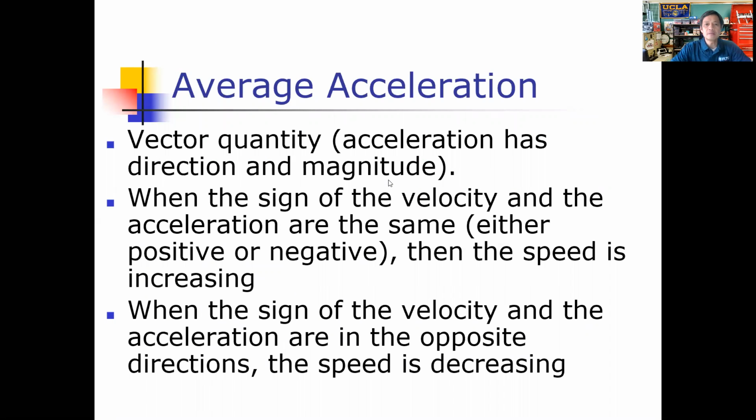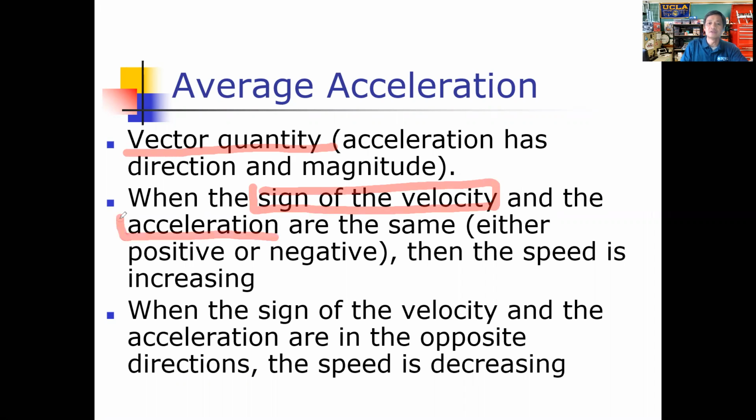So acceleration, since it takes into account the velocity vectors, is also a vector quantity. It is also going to have a direction associated with it. Velocity is also a vector quantity, as is acceleration, so each is going to have a direction and a magnitude. The sign of the velocity and the sign of the acceleration will be critical for us, and we'll talk about what they mean in just a moment. But make sure you remember this.